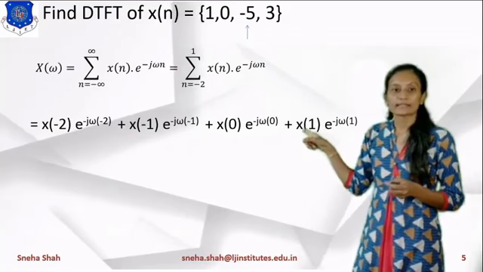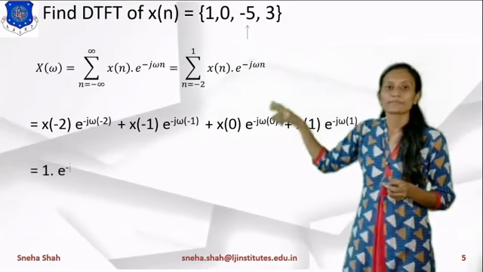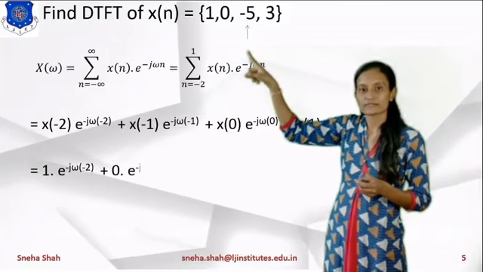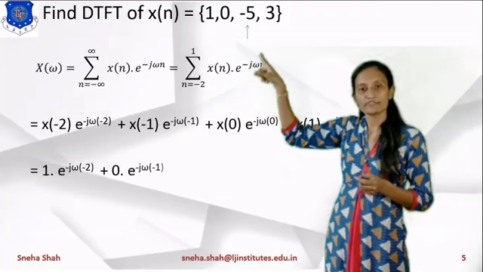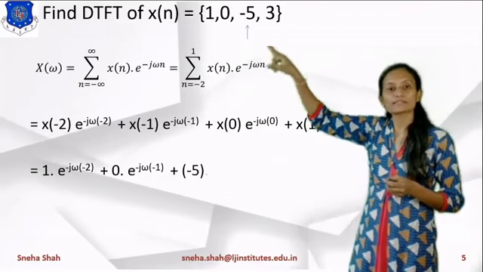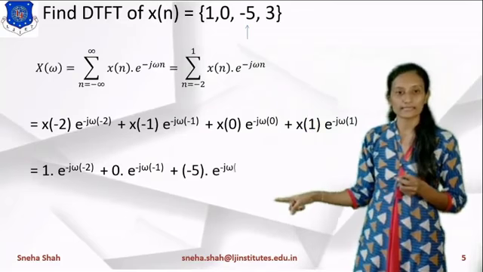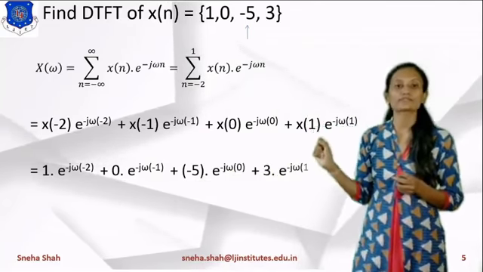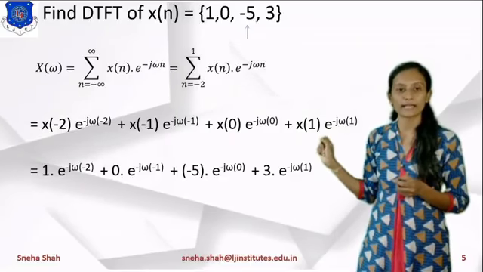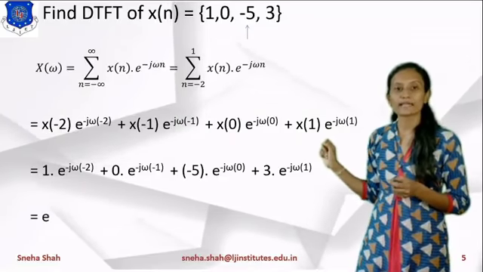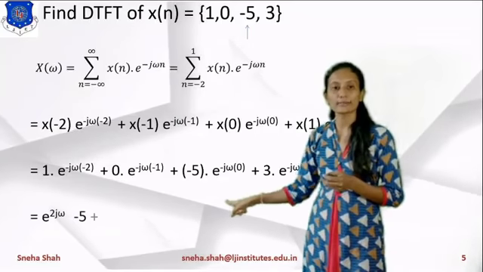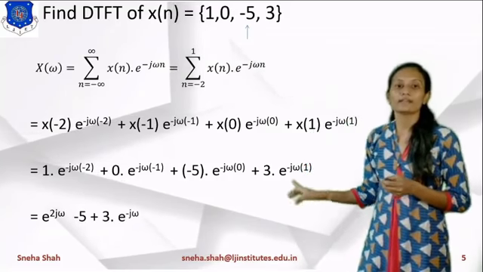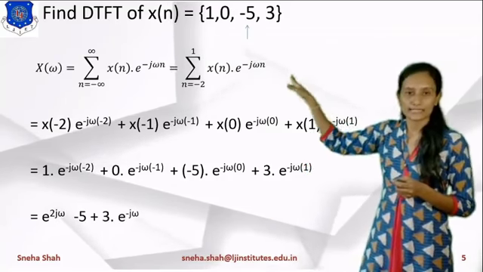Now if we simplify this equation, the next step will be x of minus 2 equals 1, x of minus 1 equals 0, x of 0 equals minus 5 and x of 1 equals 3. So we are putting these values in this equation. Now we simplify this term: e raised to minus j omega into minus 2 means minus minus plus, 2j omega. So the last step is X of omega represented as e raised to 2j omega minus 5 plus 3 into e raised to minus j omega. So this is the final answer of this example.